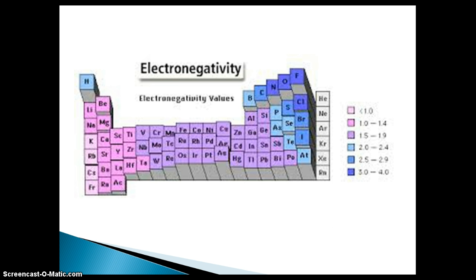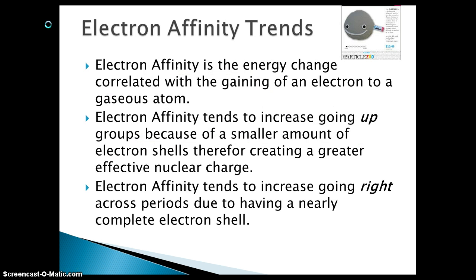Alright, here's a graph that is showing electronegativity increasing right across periods and up groups. Alright, on to electron affinity. Electron affinity is the energy change correlated with the gaining of an electron to a gaseous atom.